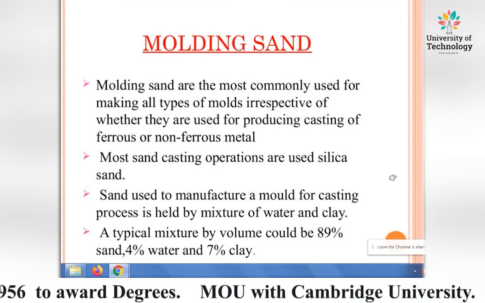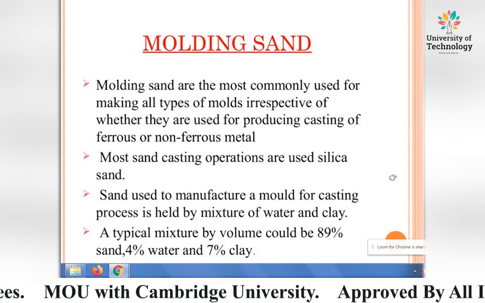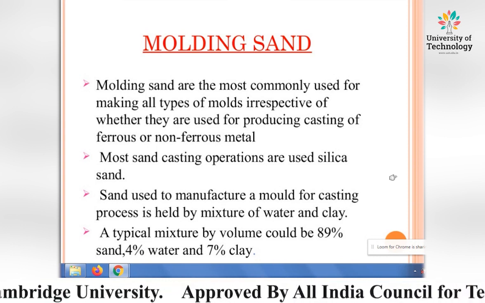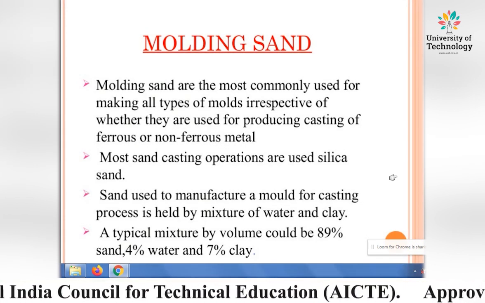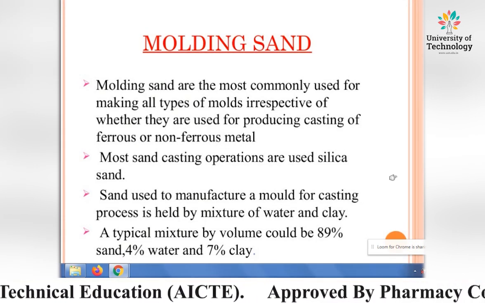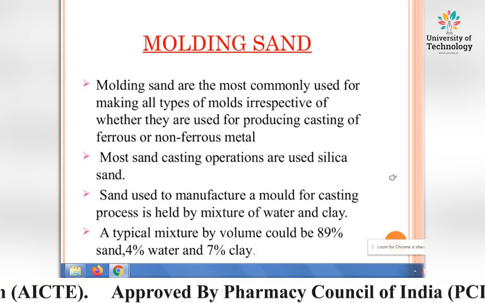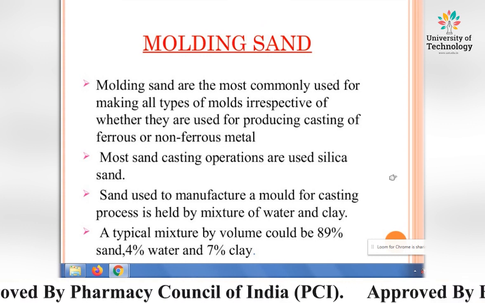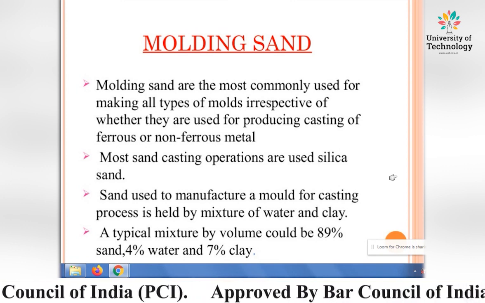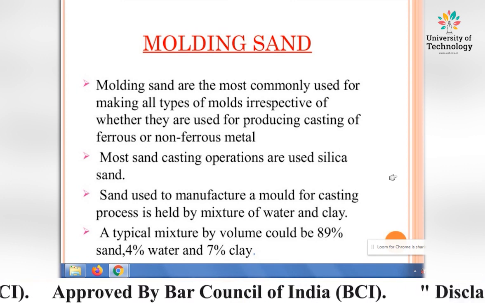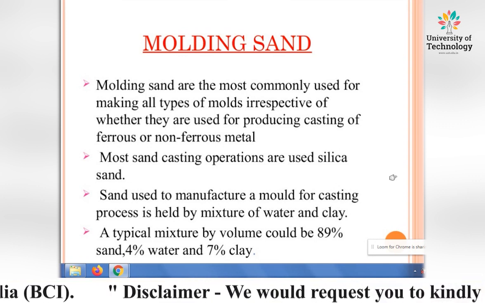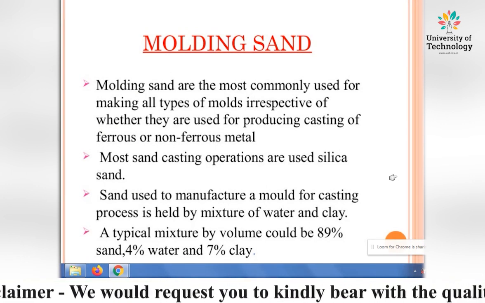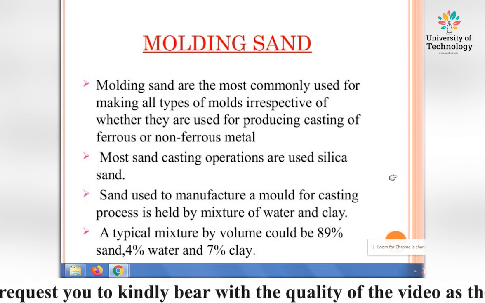In most sand casting operations, silica sand is used. The sand used to manufacture a mold for the casting process is held together by a mixture of water and clay. The percentage of the mixture by volume could be 89% sand, 4% water, and 7% clay.